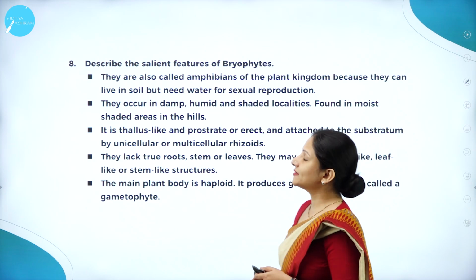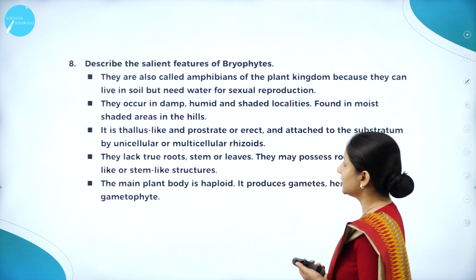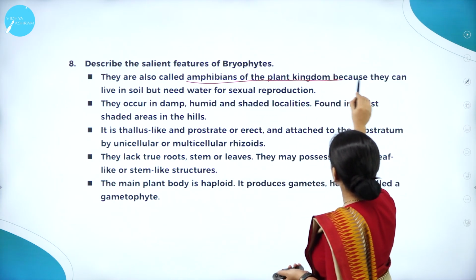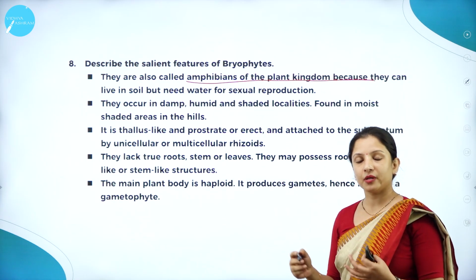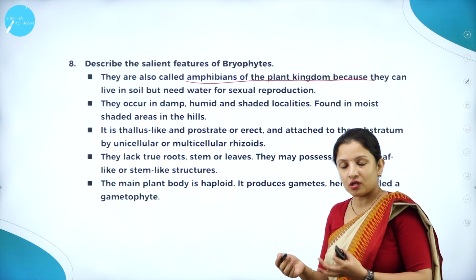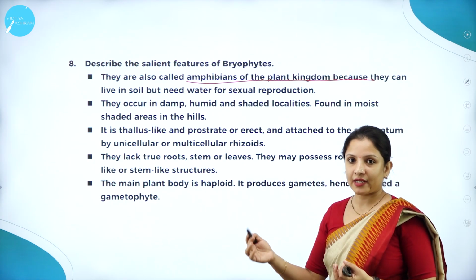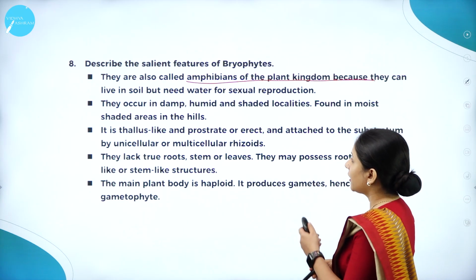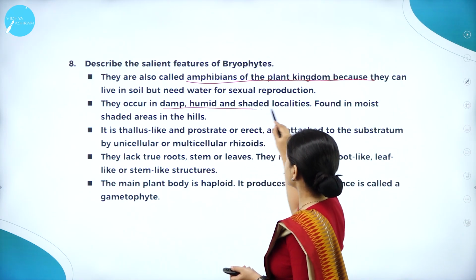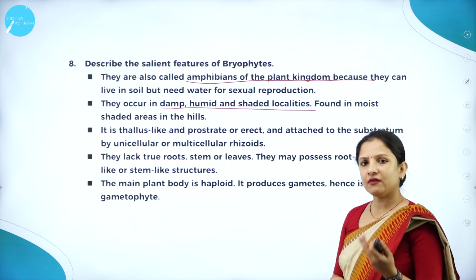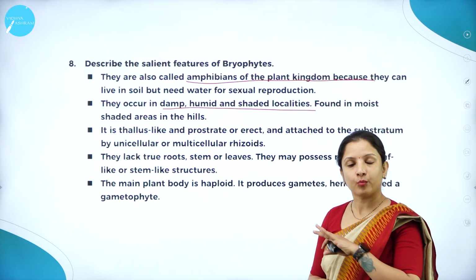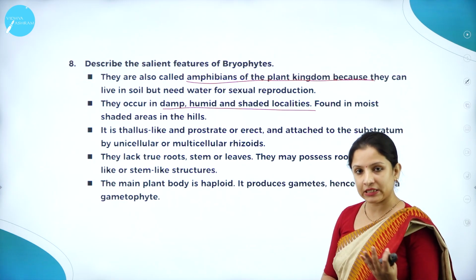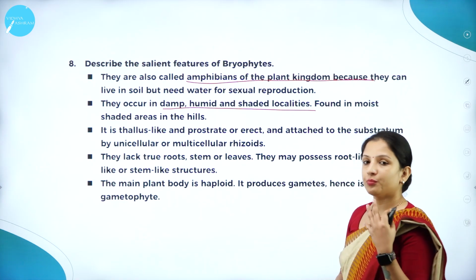Next question, describe the salient features of bryophytes. So bryophytes, this is one important point. They are called the amphibians of the plant kingdom because they are capable of living in soil as well as in water. That is, whenever they need to fertilize, the antherozoids are released into the water. So that is why. And they occur in damp, humid and shaded localities. Anywhere there is shade and a proper amount of moisture available, you can find them growing, especially in hilly areas.